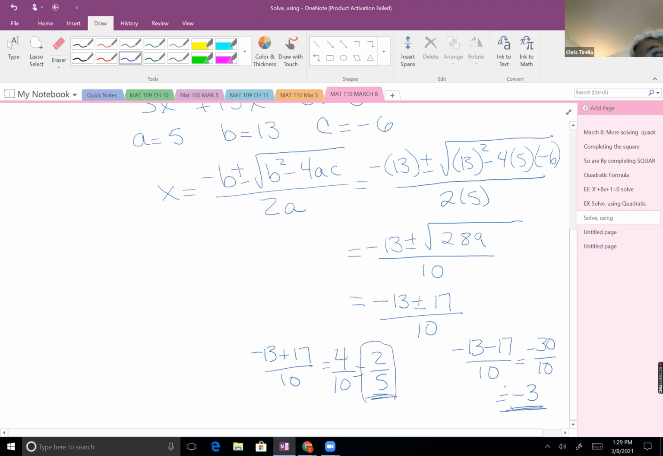And here, do you notice that we have rational roots? No radical left. And we got rational roots because what was underneath the square root symbol was a perfect square. So we get rational roots if the discriminant is a perfect square.